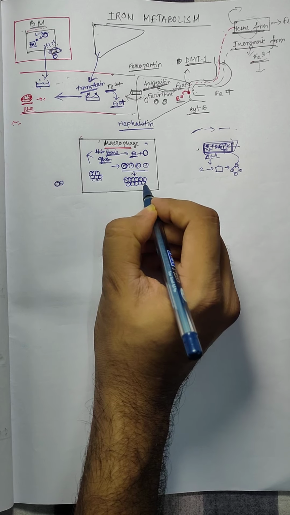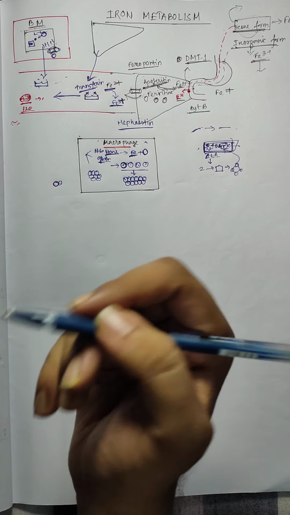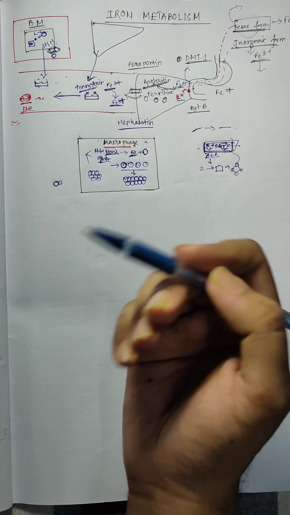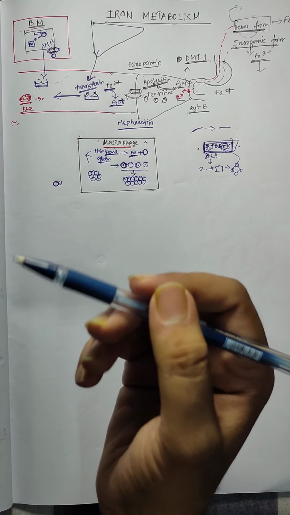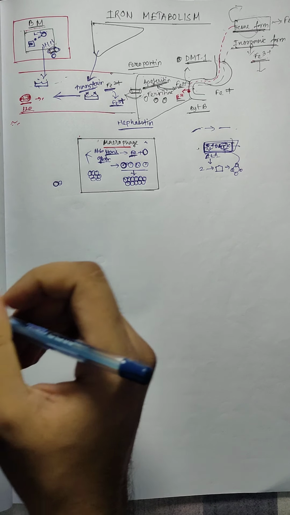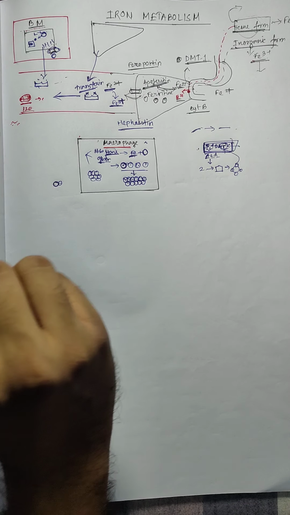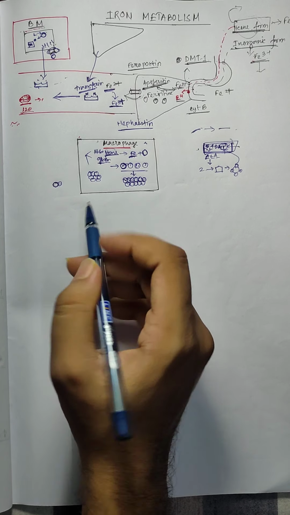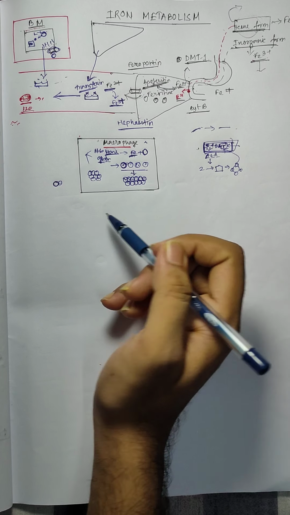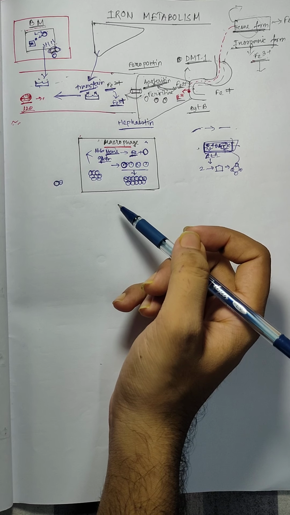Stainable iron means we can stain the hemosiderin with Prussian blue, and that is absent, that is negative in case of iron deficiency anemia, because in iron deficiency anemia the iron stores of our body get depleted. So that is why this test becomes negative. So this is the ultimate fate, you can say. Anything I'm missing here?